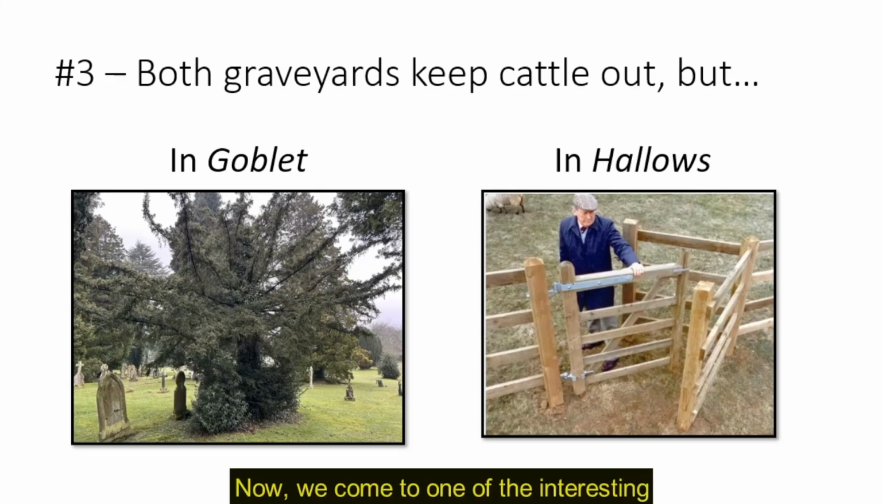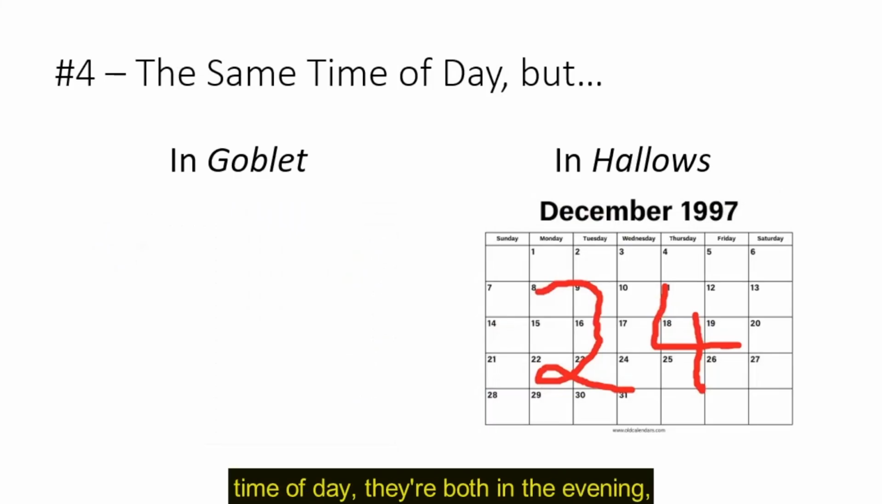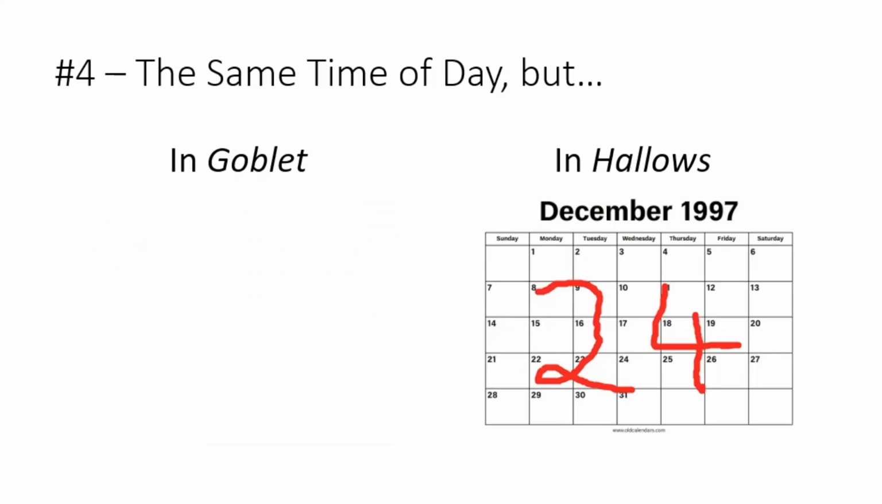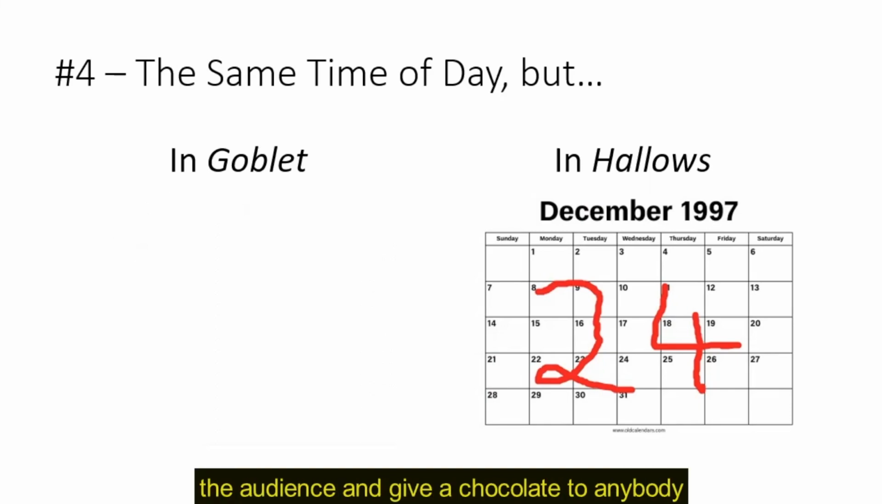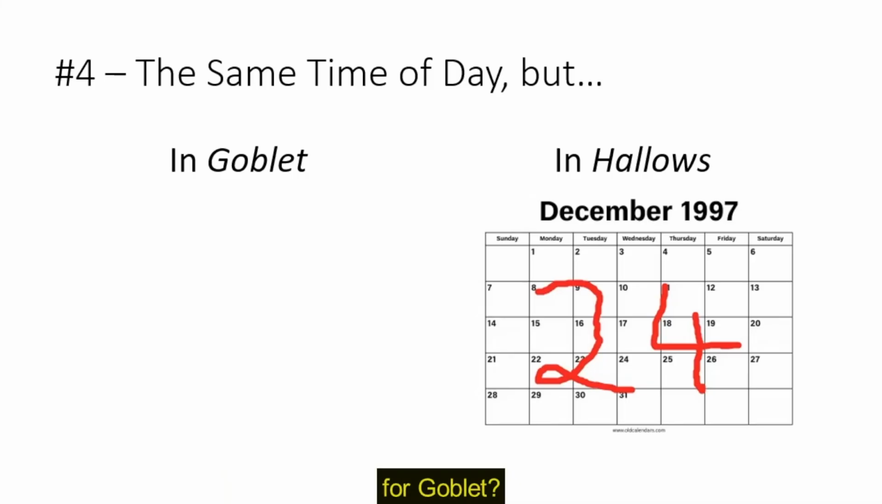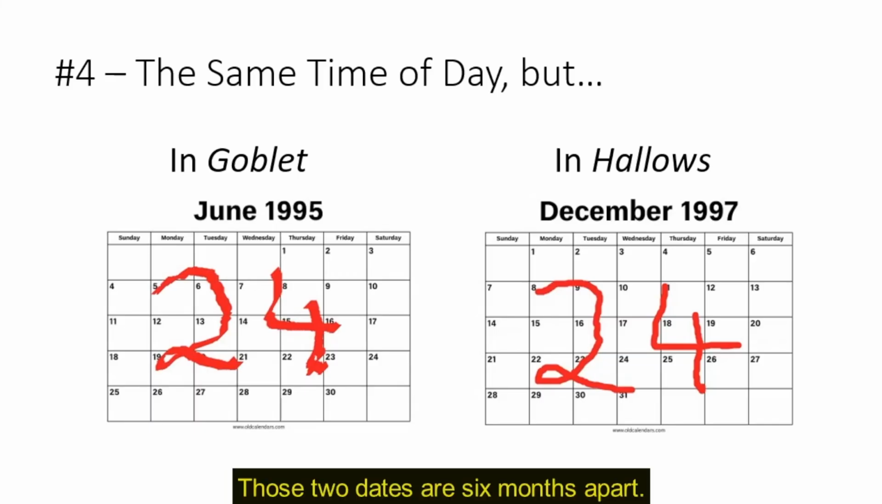Now we come to one of the interesting parts. When did this happen? Yeah, they were both at the same time of day. They're both in the evening. But what's the date? At this point, if we were doing this in person, I would ask that of the audience and give a chocolate to anybody who came up with the right answer. Now, for Hallows, we know it's Christmas Eve. That's December 24th. But what is it for Goblet? It's June 24th. Oh, interesting. Those two dates are 6 months apart.